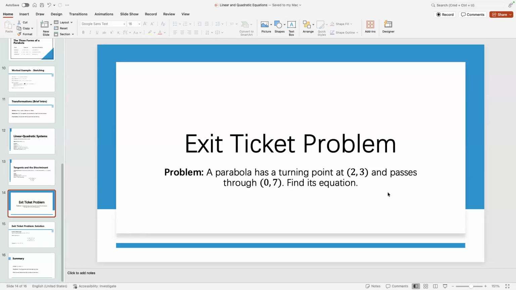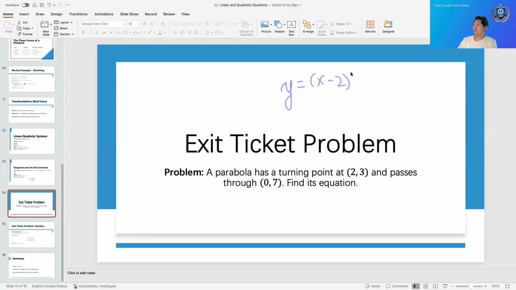Y equals x minus 2 squared plus 3. All right, so let's take a look, right? Yep, because you have your turning point form. Good. But then what's the other requirement? It must pass through 0, 7, right? So let's check if it works.